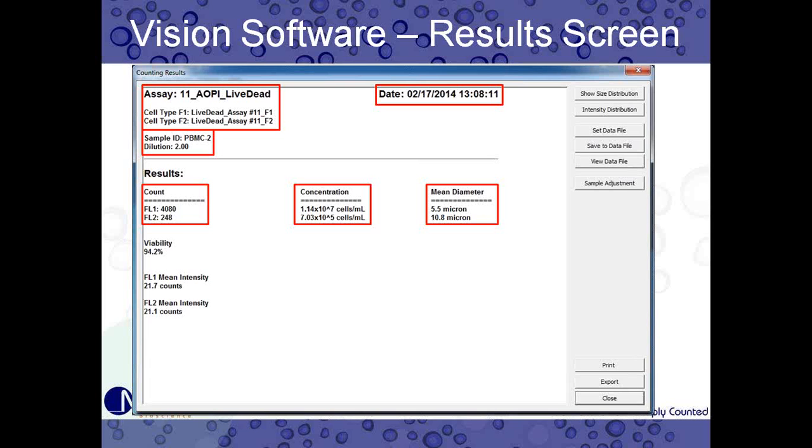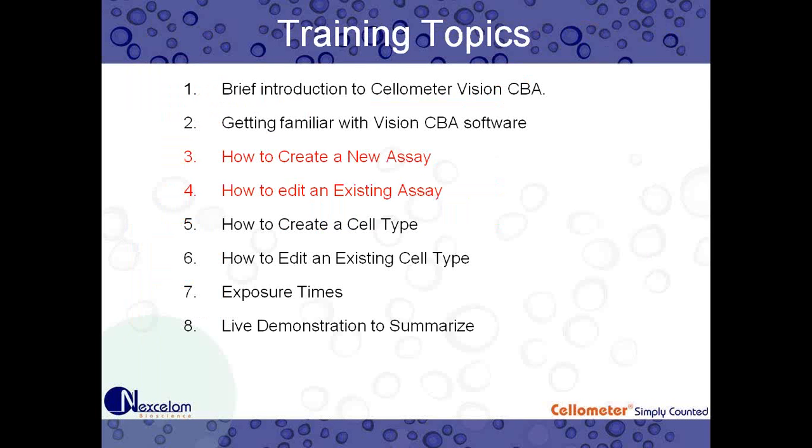In this case, we only have the F1 and F2, but in an updated software, you will have your total cell count as well. We have the count, concentration, and mean diameter. And we also have the viability right below that. And if you're not using FCS Express to analyze fluorescence, we do have mean intensities below your viability.